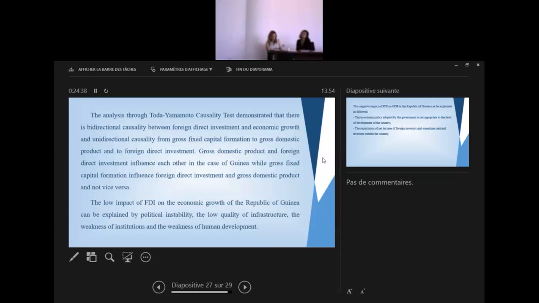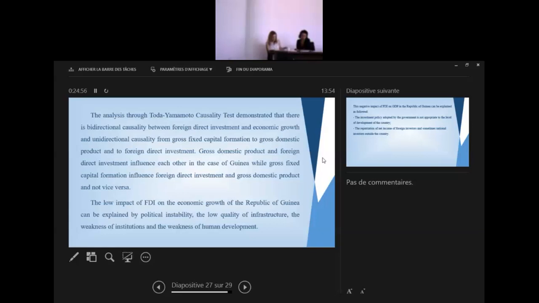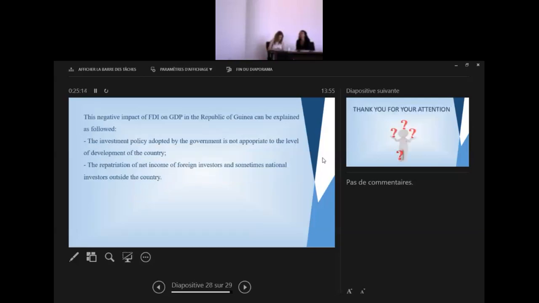And sure, let me tell you the low impact in general. We see that there is a low impact of foreign direct investments on economic growth in Guinea. So this low impact can be explained by the political instability. Because let me let you know, in Guinea, anytime there is a new presidency, we face a lot of political instability. Then the low quality of infrastructure, that's true. Then the weakness of institutions and the weakness of human development. But we notice that foreign direct investment has a negative impact on economic growth.